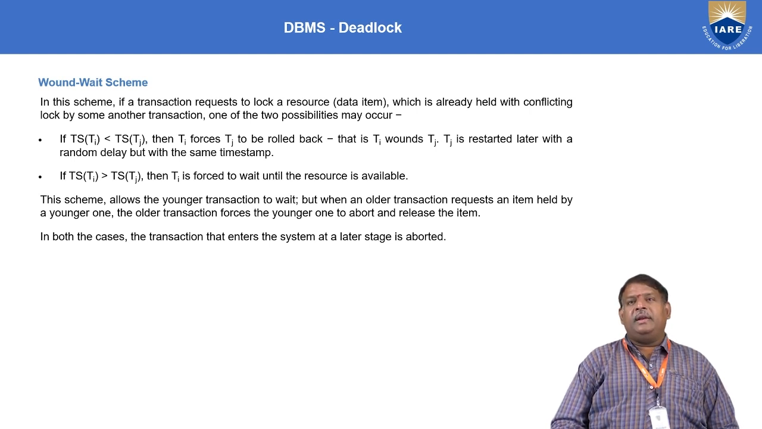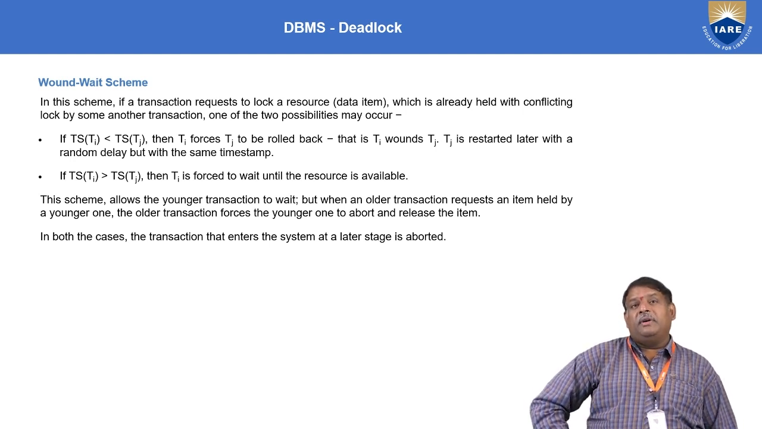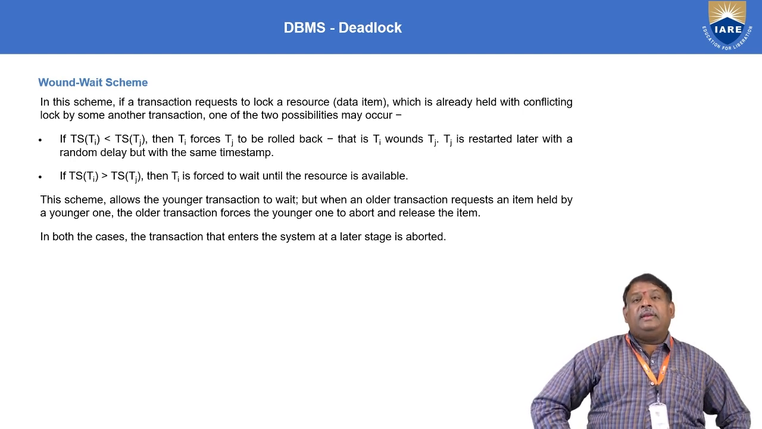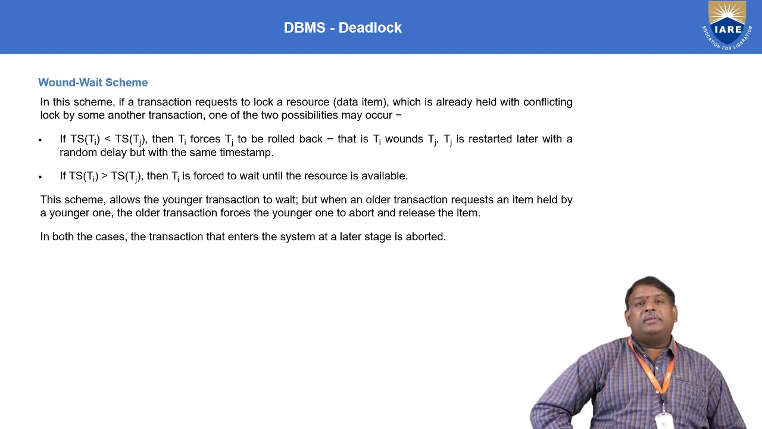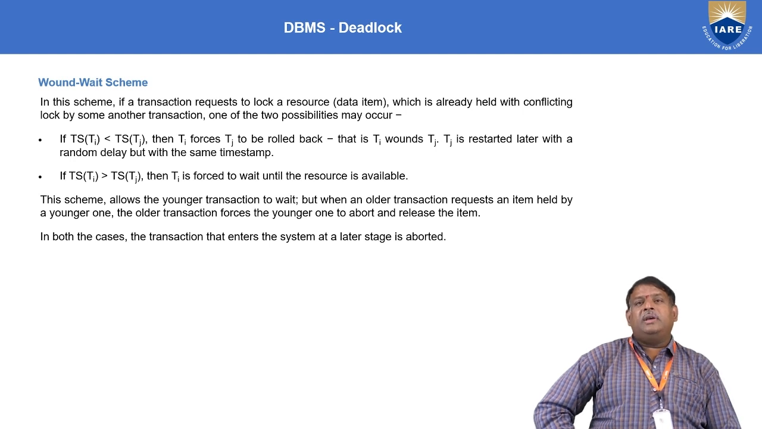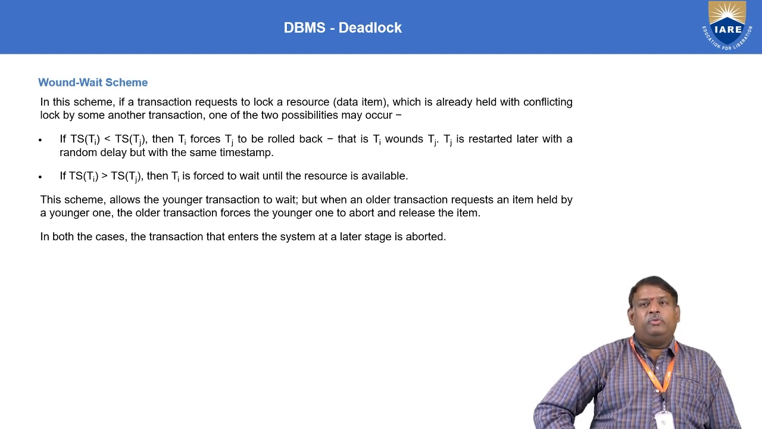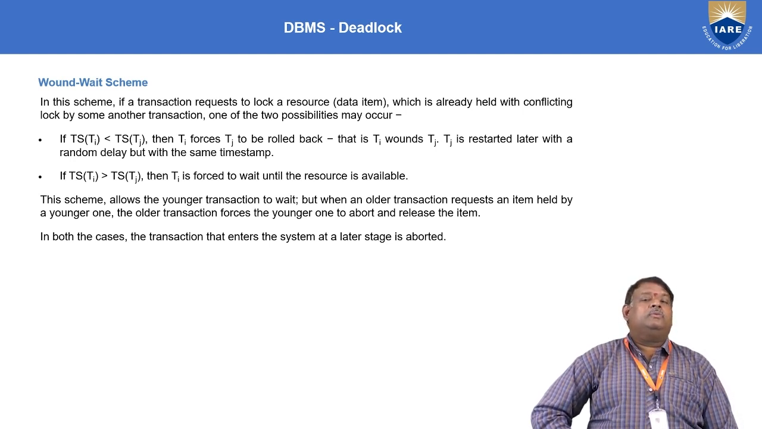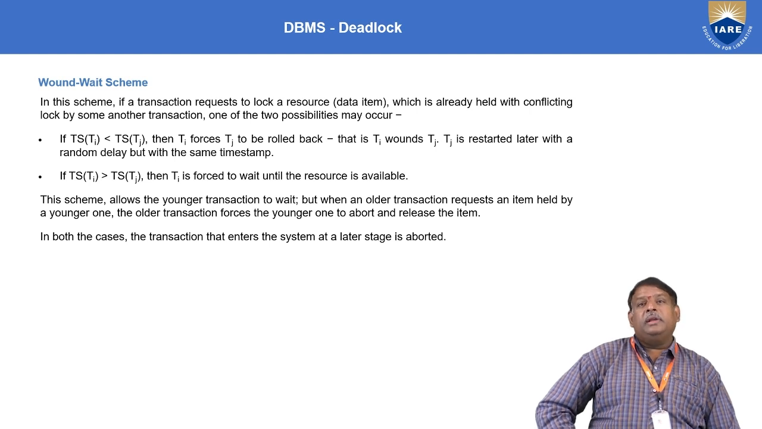Tz is restarted after a random delay, but with the same timestamp. If the timestamp of Ti is greater than the timestamp of Tz, then Ti is forced to wait until the resource is available. This scheme allows the younger transaction to wait, but when the older transaction requires an item held by the younger one, the older transaction forces the younger one to abort and release the items.